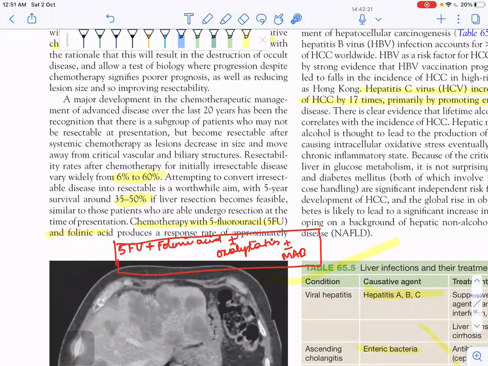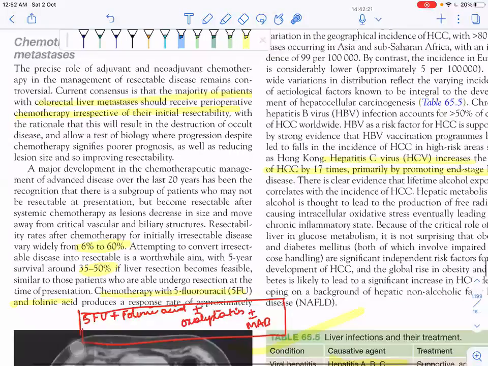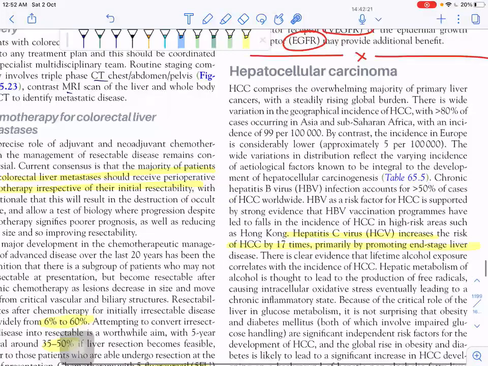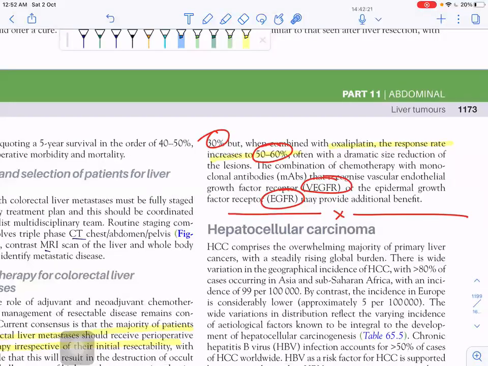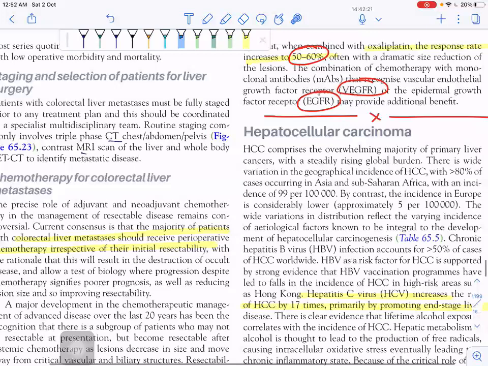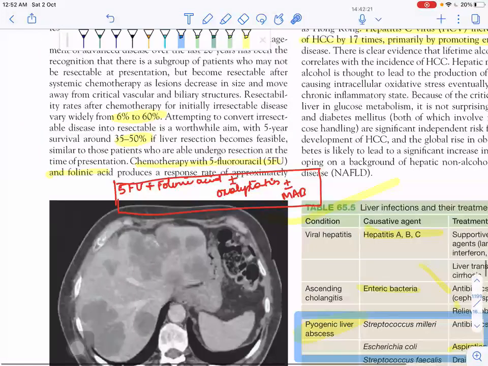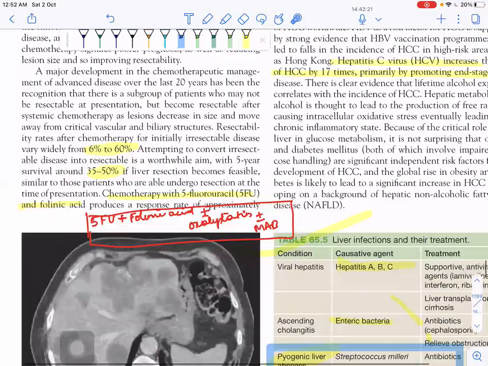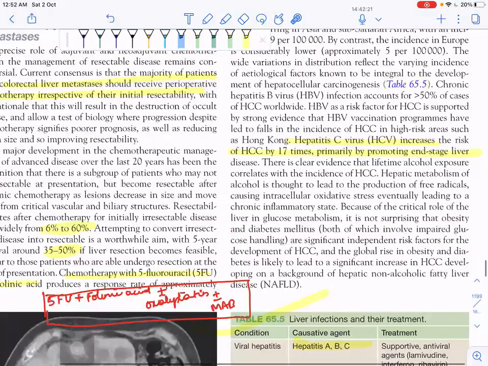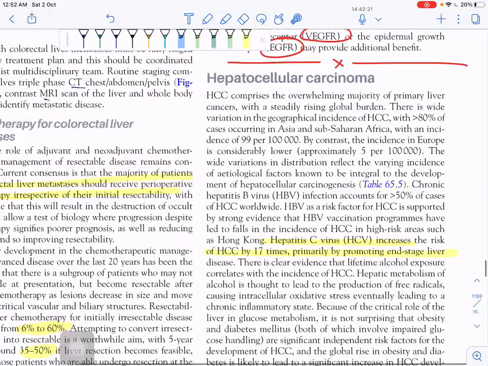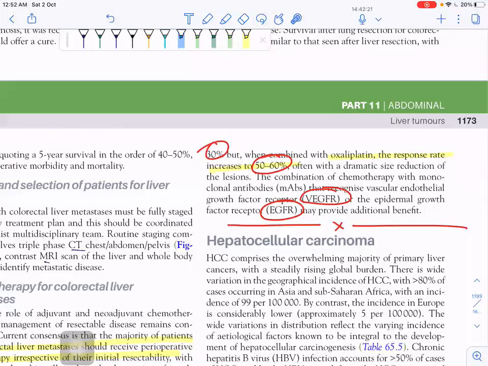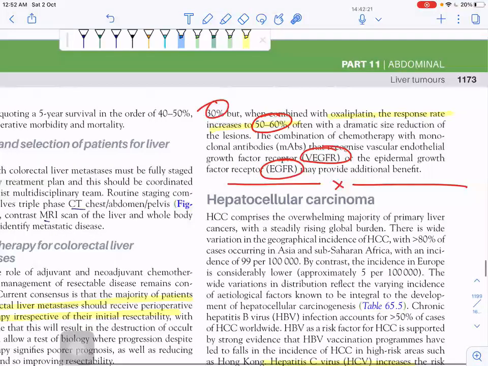So what chemotherapy are they using? Chemotherapy with 5-fluorouracil and folinic acid produces a response rate of approximately 30%. When it is combined with oxaliplatin, the response increases to 60%. So plain 5-fluorouracil and folinic acid gives just 30%; adding oxaliplatin increases it to 60%. And again, they add monoclonal antibodies for additional benefit, like VEGF and EGFR antibodies. This is the basics about the liver.